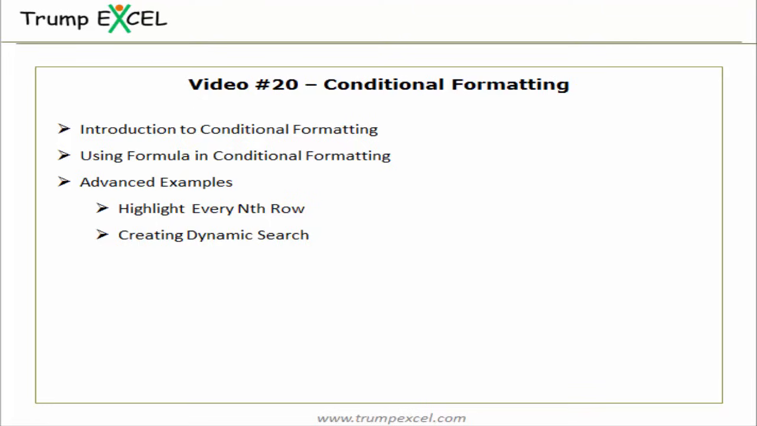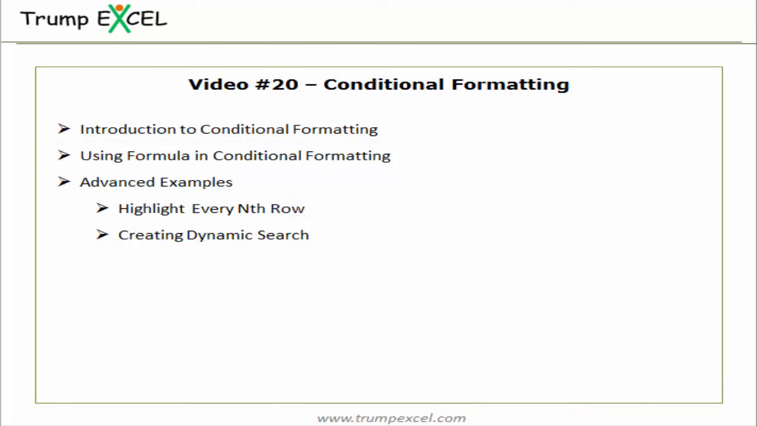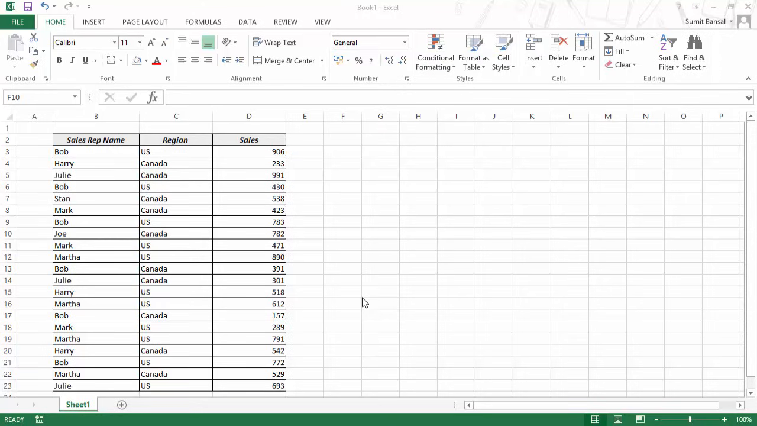Let's get started by understanding all the various functionalities we can access through conditional formatting. Conditional formatting, as the name suggests, formats a cell or a range of cells based on a condition. If that condition is true then that cell is formatted, and if the condition is false then the cell is not formatted.